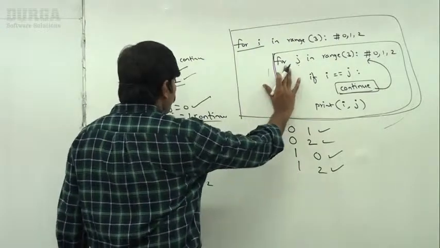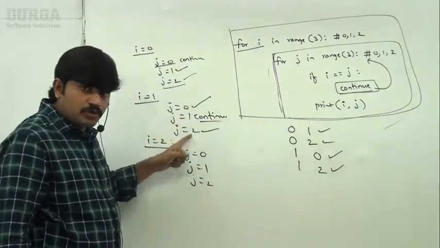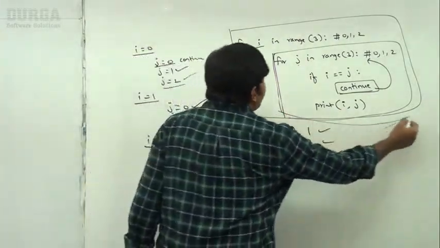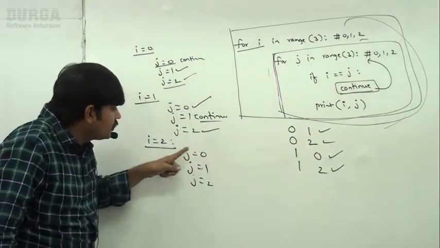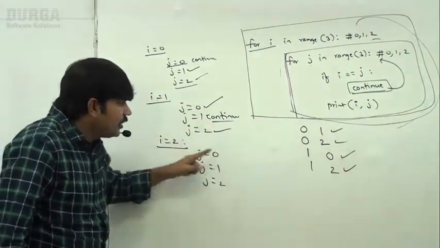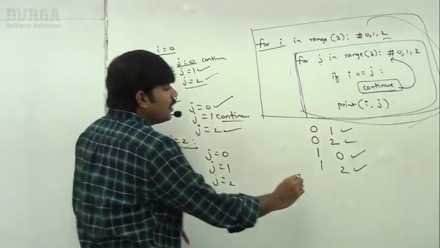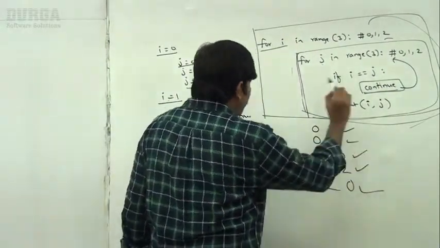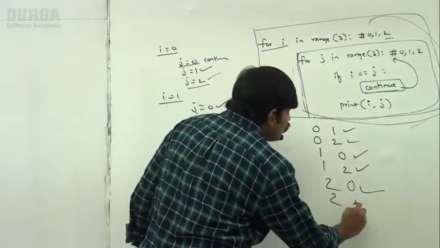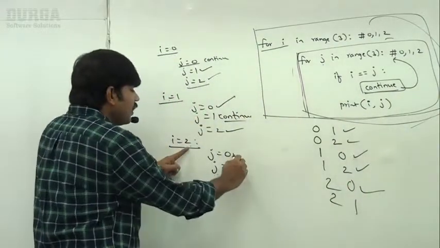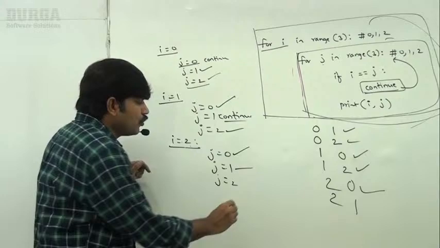So now this inner loop completed. j 0, 1, 2 completed. Now i value will become 2, sir. i is 2, j is 0. Both are not equal, sir, 2, 0 printed. i is 2, j is equal to 1. Both are not equal, 2, 1 printed. i is 2, j is 2.